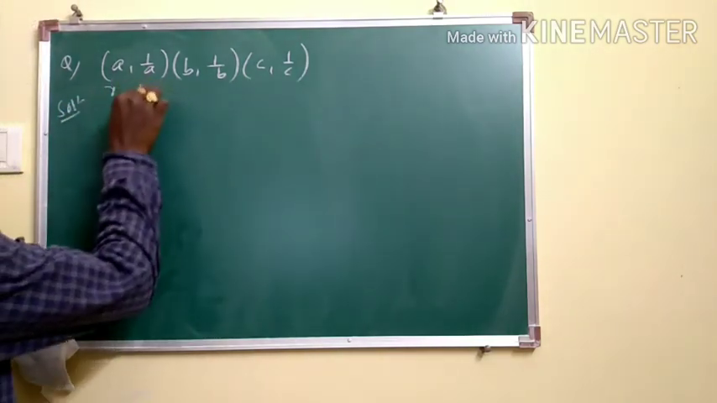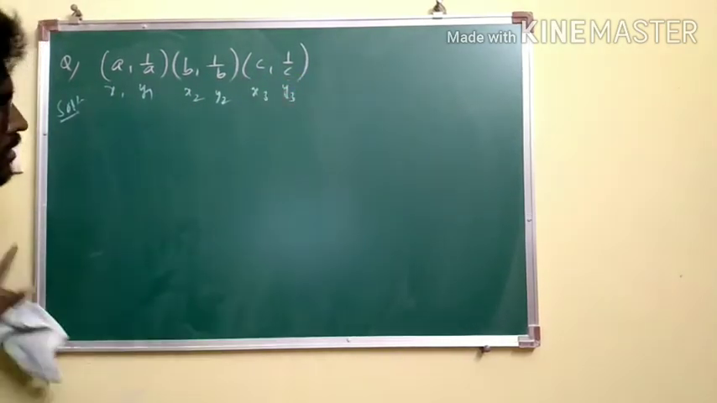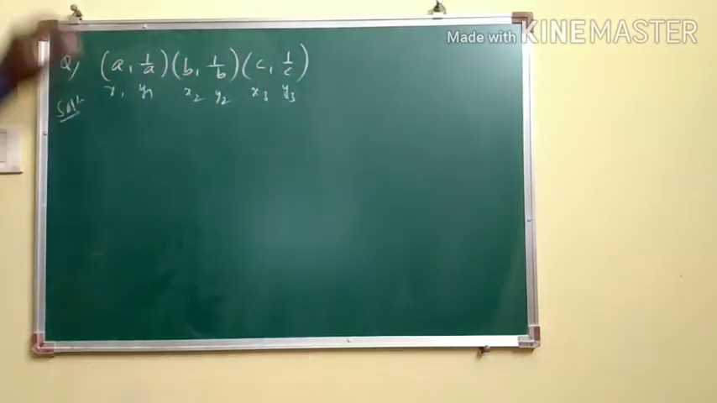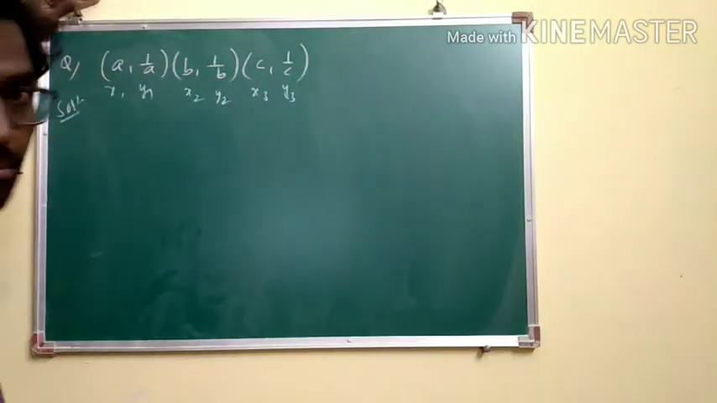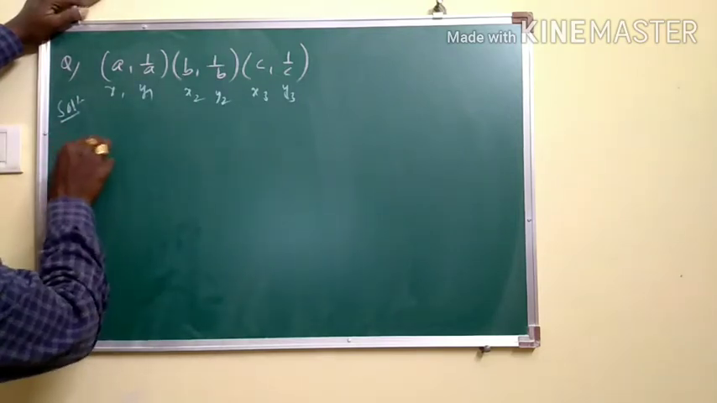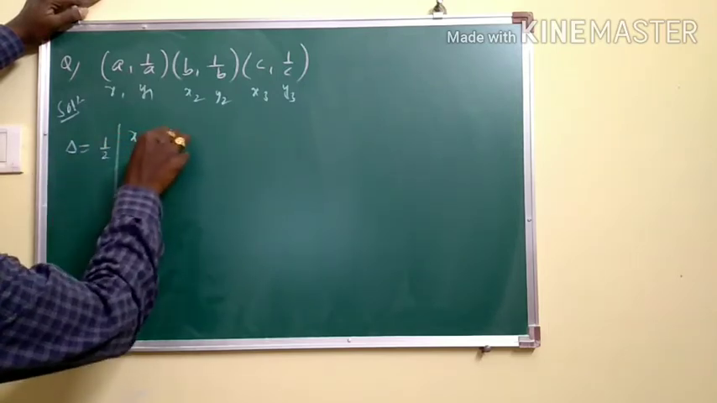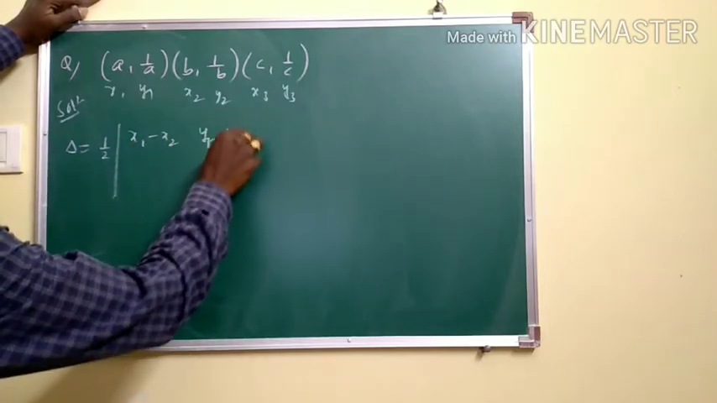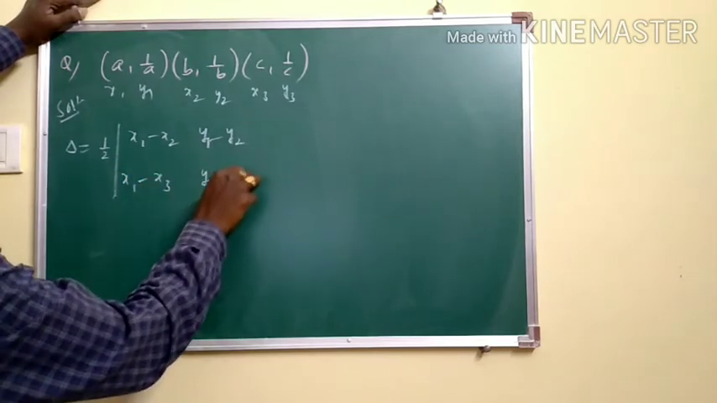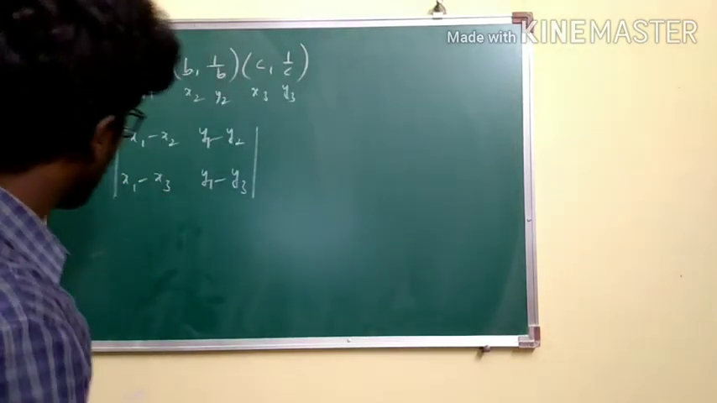Let's treat the given coordinates as (x1, y1), (x2, y2) and (x3, y3). You should be very careful in deriving these kinds of derivations. That's the reason I'm teaching you different types of applications. Let's go with the determinant formula. Area of the triangle is given by half det |x1 minus x2, y1 minus y2; x1 minus x3, y1 minus y3|. Fine.